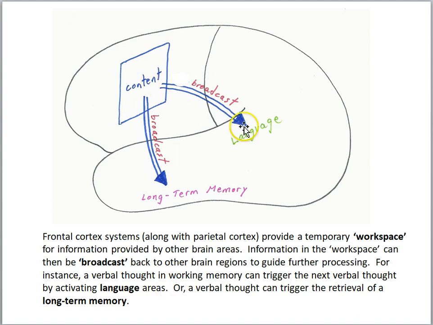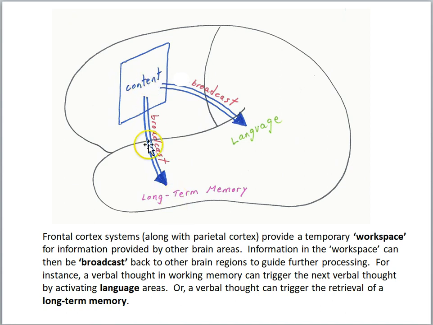So there's a two-way communication. The language areas can provide the input to working memory, but whatever's in working memory can reactivate those same language areas to provide a sequence of thoughts, for example. Or a verbal thought can trigger the retrieval of a long-term memory. So whatever's in working memory can trigger the retrieval of a long-term memory, and then that gets loaded up into working memory. So we have the experience of remembering something.